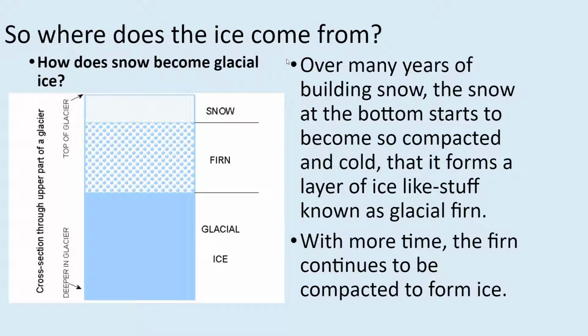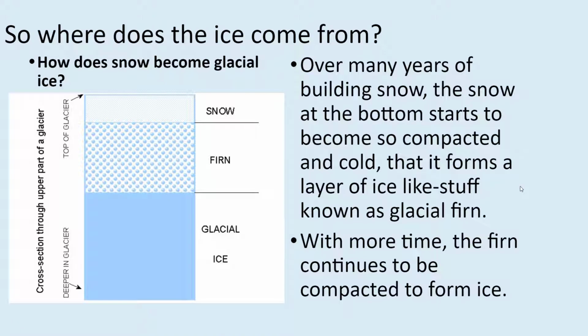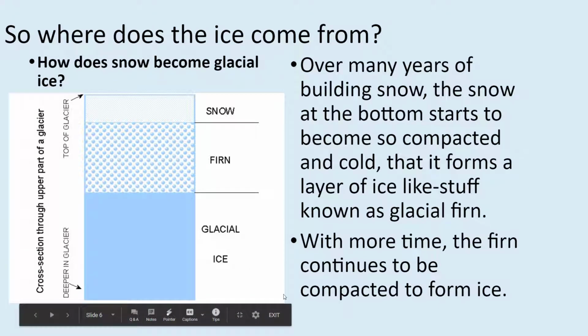Let's start with this first bullet right here. It says, over many years of building, the snow at the bottom starts to become so compacted and cold that it forms a layer of ice-like stuff known as glacial firn. And so what happens is that snow becomes more dense, and it kind of transitions from being snow to being what we might call pre-glacial ice, otherwise known as glacial firn. So if we're looking at this diagram, you have snow on top, and then over time it compacts down into firn, and then over time it compacts even more into glacial ice. With more time, the firn continues to become more compacted. It becomes glacial ice, and then you start to have a really interesting phenomenon at the bottom of a glacier.